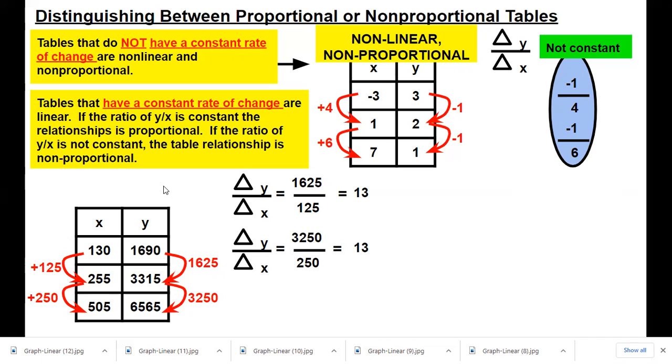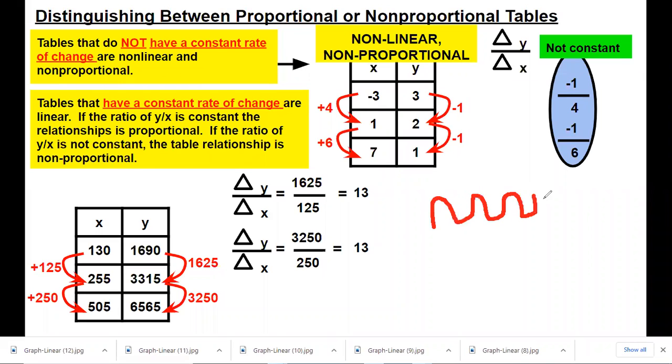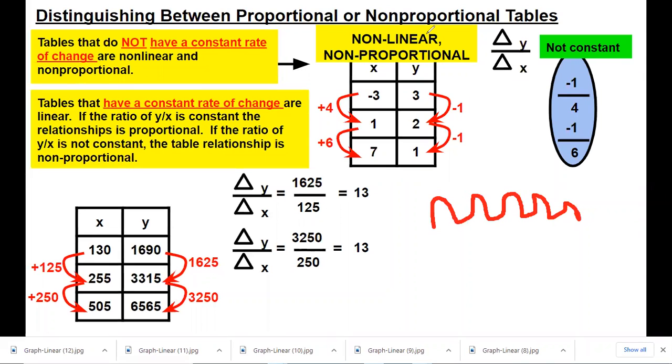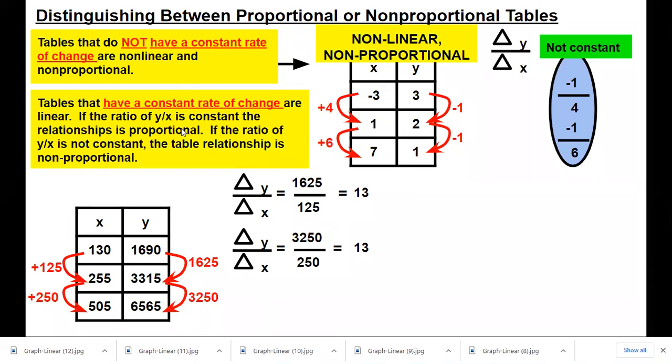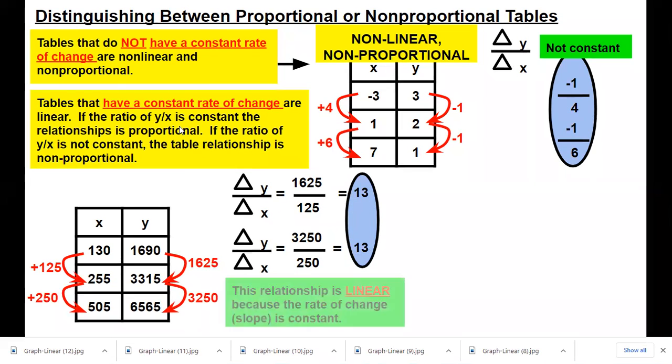So that means it must be linear, right? Because remember, this kind of thing does not have a constant slope, it changes. Whereas a slope with a line has a constant increase or decrease, constant, okay? The relationship is linear because the rate of change, the slope, is constant. So far, so good. Tables are the hardest.